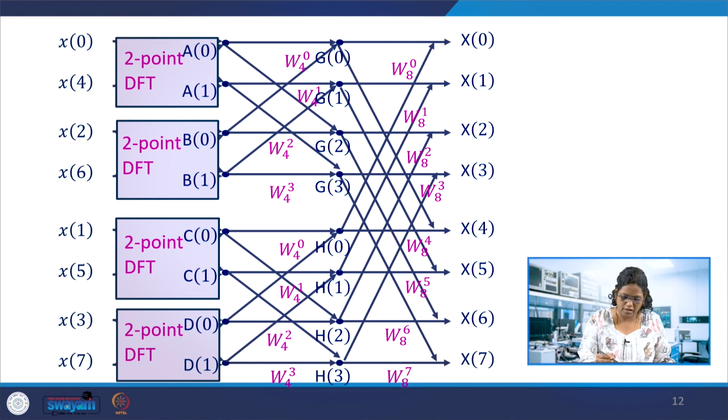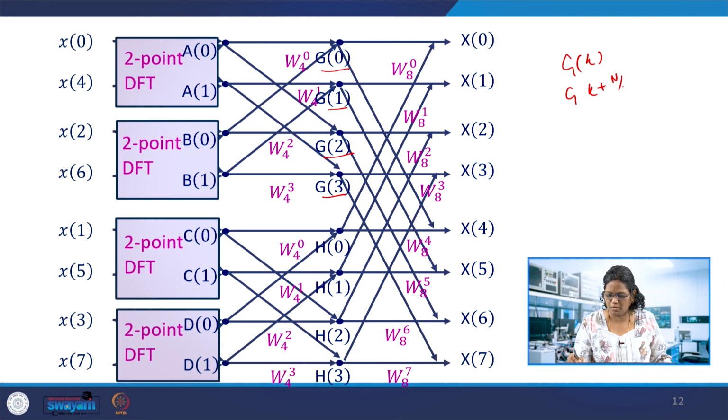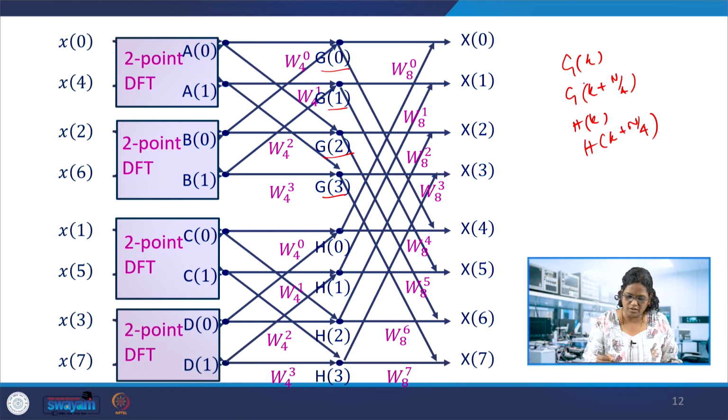So now we have explored how to get g of 1, g2, g3 from the g of k equation and the g of k plus n by 4 equation. Similarly, h of k is obtained and h of k plus n by 4. So now we call the inputs of these functions ak, bk, ck and dk. There are 4 of them again. Now we reduce this to 2-point DFTs, and these functions are given as a0, a1, b0, b1, c0, c1, and d0, d1, where k is varying again over 0 and 1 only.